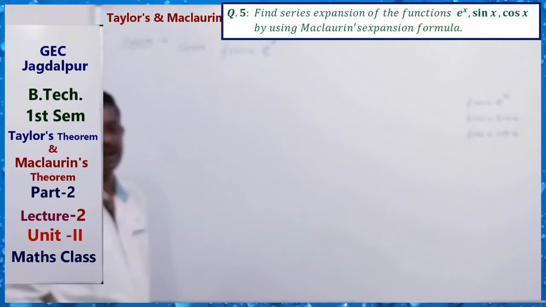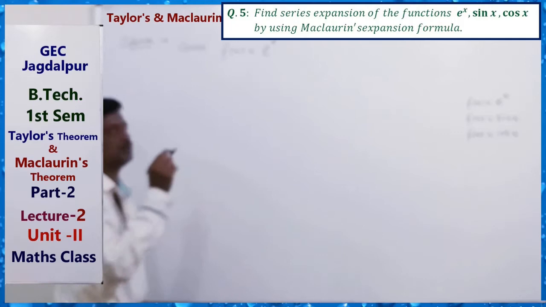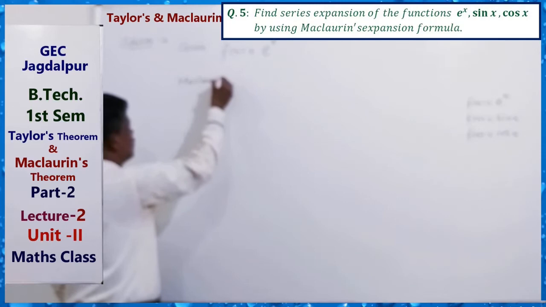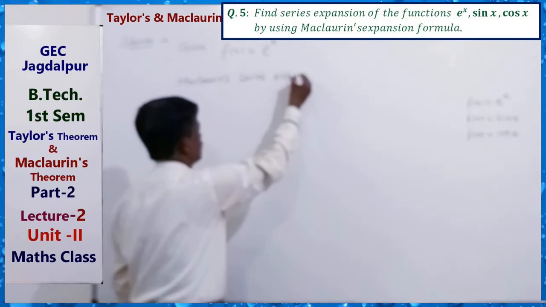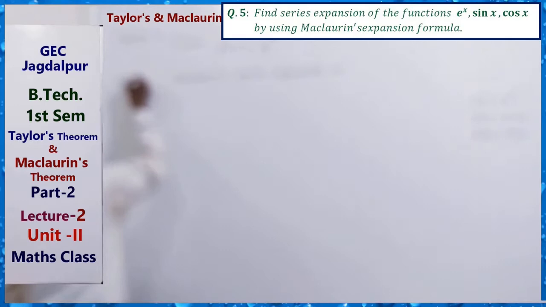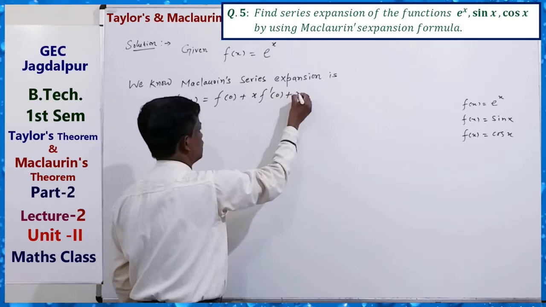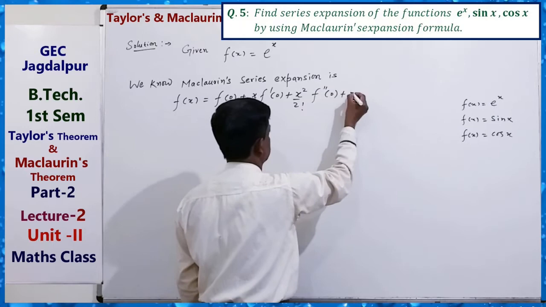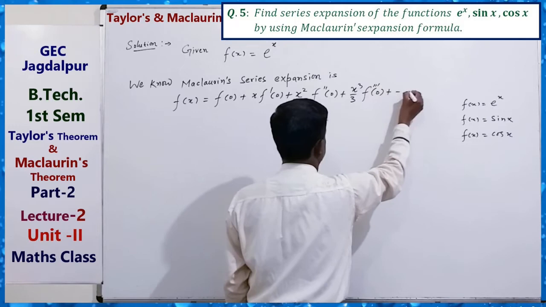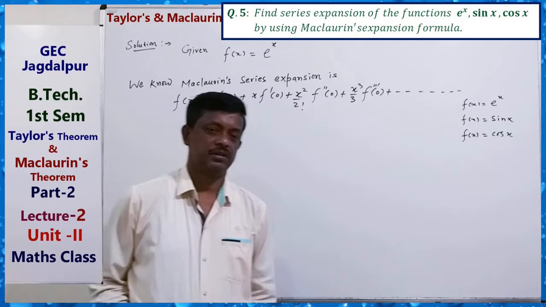Very simple, the Maclaurin series. You know the Maclaurin series expansion: f(x) equals f(0) plus x f dash 0 plus x square by 2 factorial f double dash 0 plus x cube by 3 factorial f triple dash 0 and so on. Generally for writing a series expansion, you have to write 4-5 initial terms. So this is the formula for the series expansion of these functions.